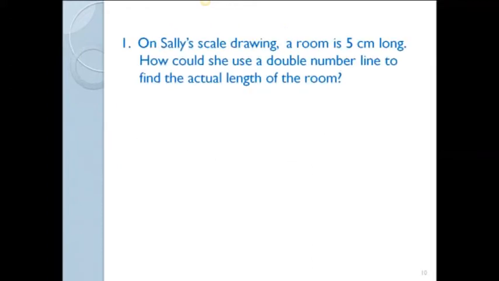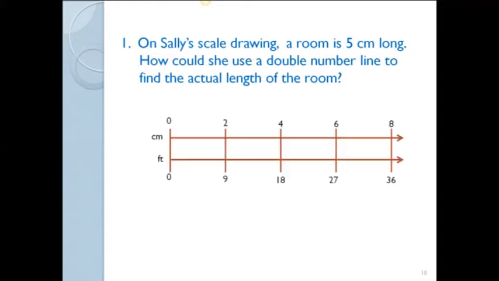On Sally's scale drawing, a room is 5 centimeters long. How could she use a double number line to find the actual length of the room? Here's the double number line from before. This tick mark represents the halfway points between these two ratios. We can calculate these values and conclude that 5 centimeters represents 22.5 feet.